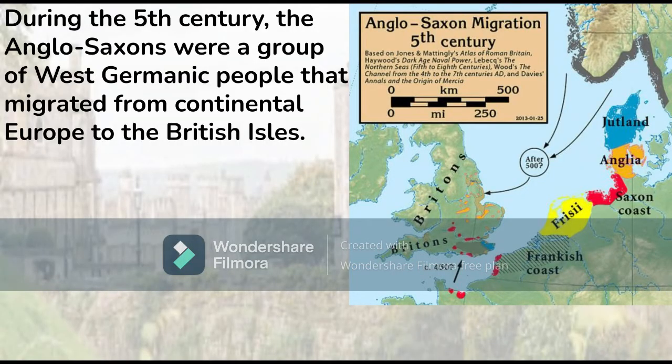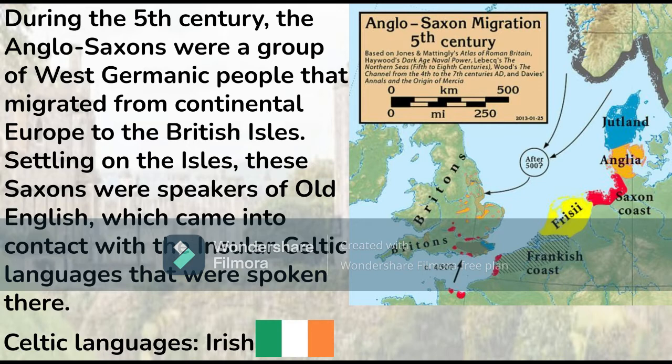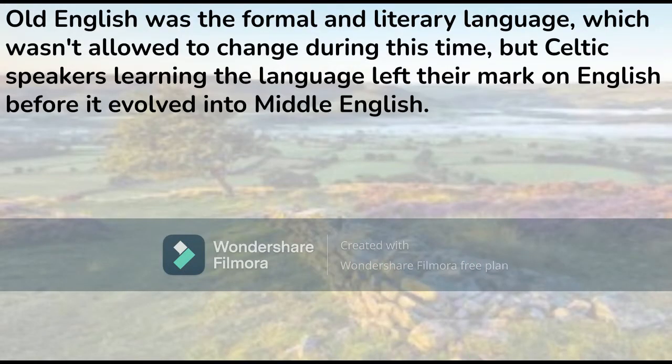During the 5th century, the Anglo-Saxons were a group of West Germanic peoples that migrated from continental Europe to the British Isles. Spoken on the Isles, these Saxons were speakers of Old English, which came into contact with the inter-Celtic languages that were spoken there. These Celtic languages included Irish, Welsh, and Cornish. Old English was the formal and literary language, which wasn't allowed to change during this time. But Celtic speakers learned the language and left their mark on English before it evolved into Middle English.